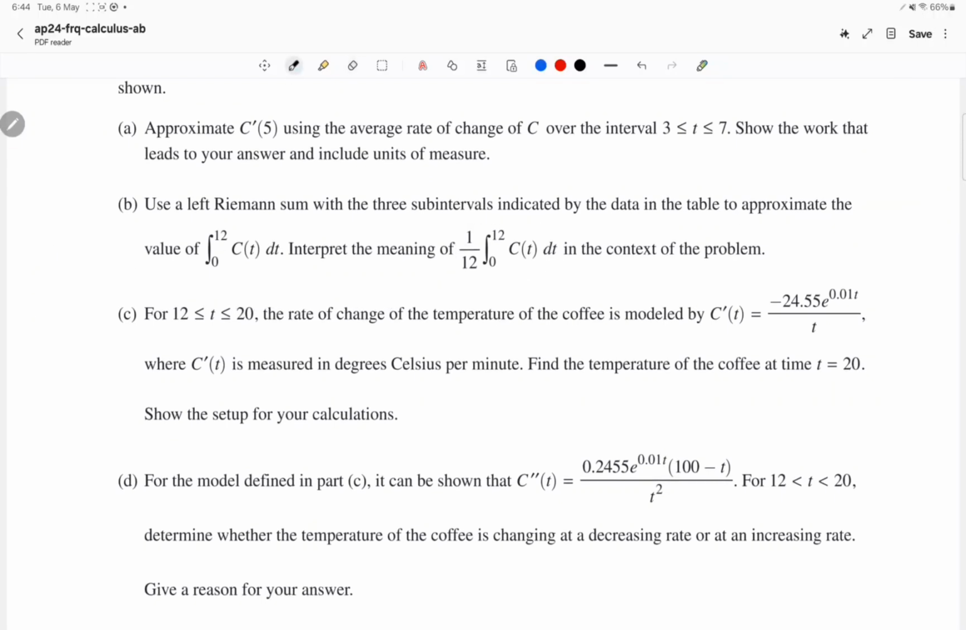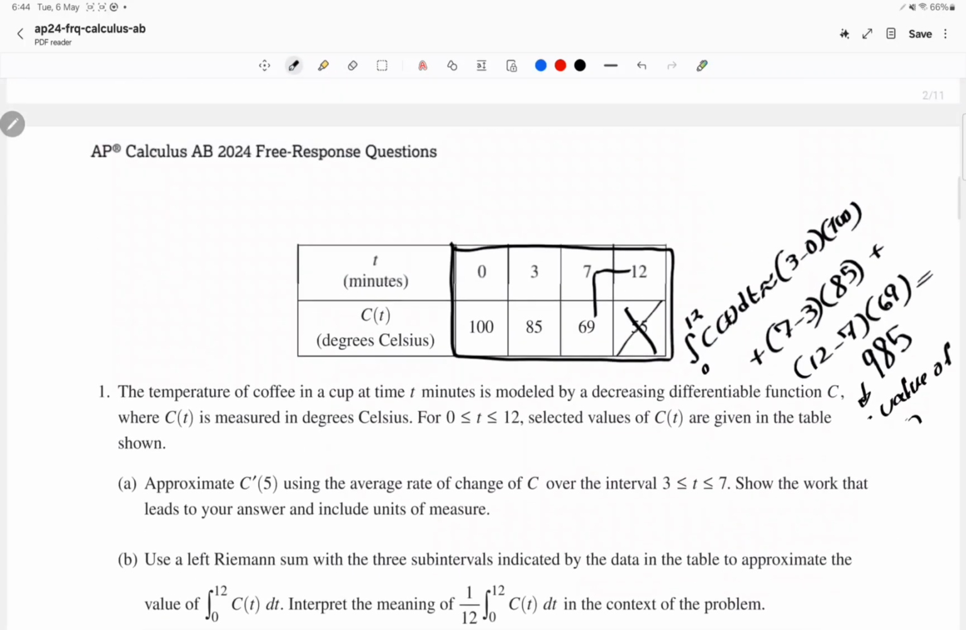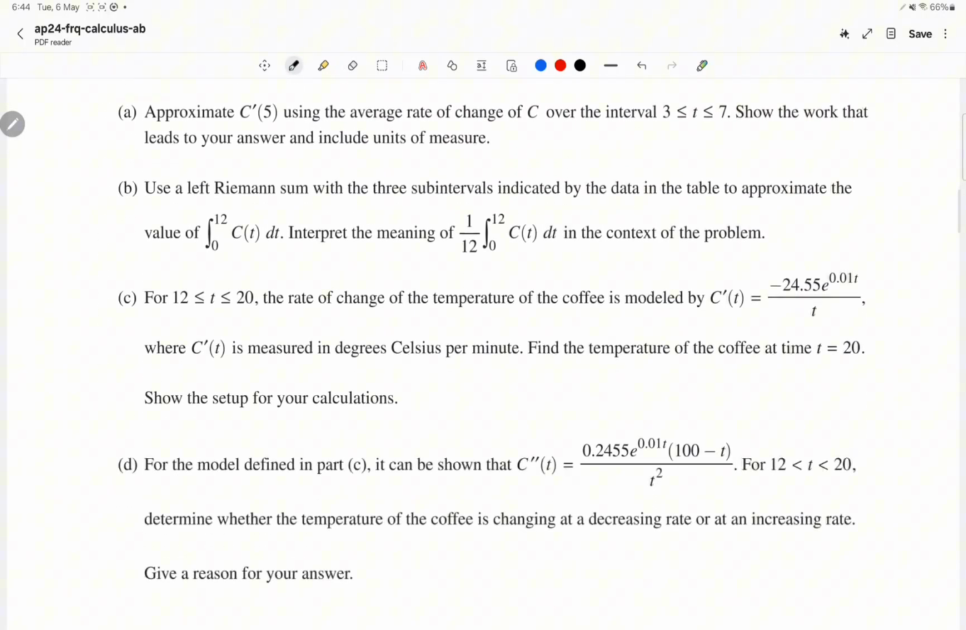So from 12 to 20, which if you notice is not on the table, the rate of change of temperature is C prime given by this equation. Okay, and find the temperature of the coffee at the time of 20. Okay, and show the setup to do that.